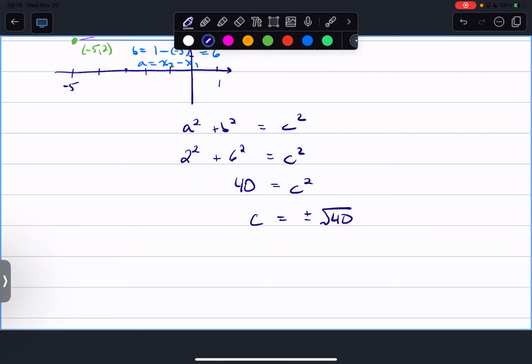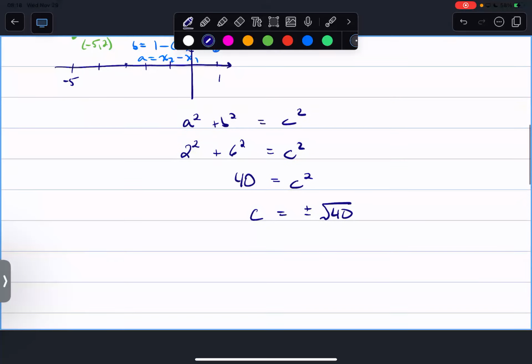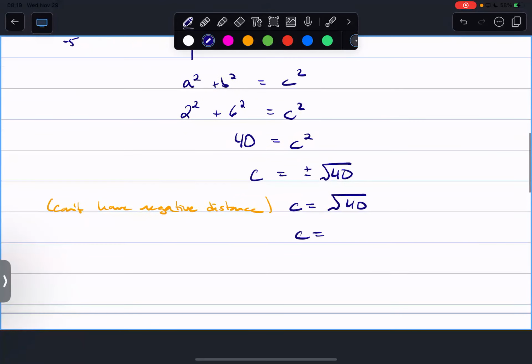But this is where I took a literal step back and we say, okay, well, I can't have a negative distance. We sort of will allow it later, but so then c is the positive square root of 40, and the square root of 40 is nothing nice, but that's okay.